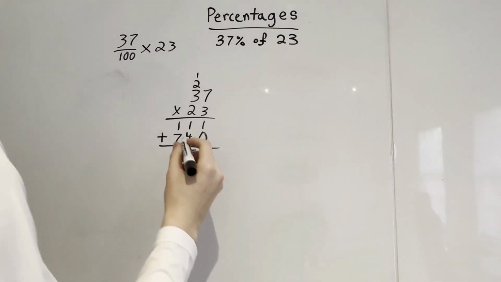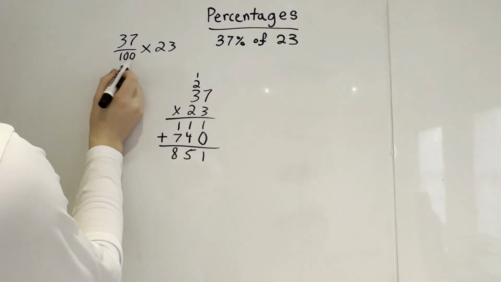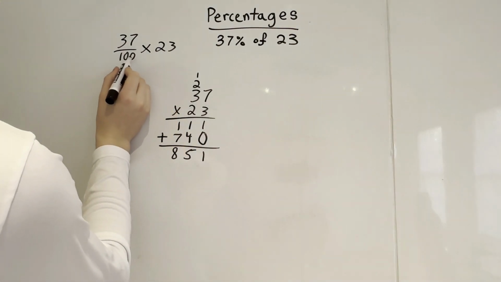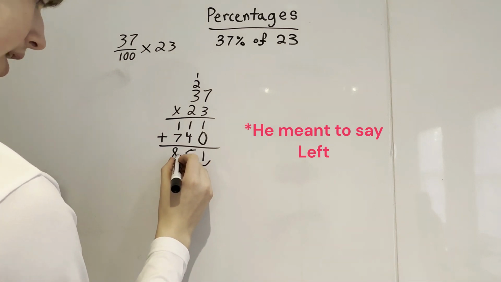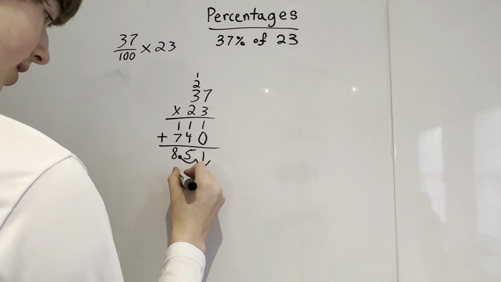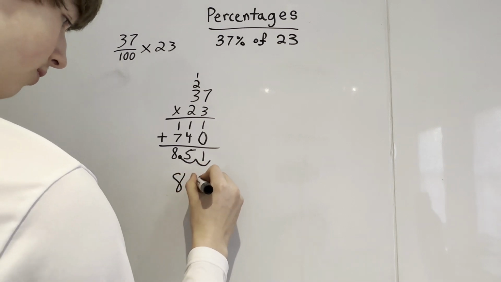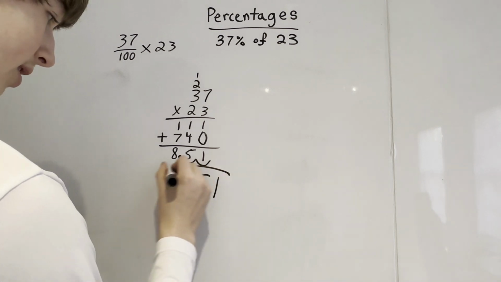And now, since we divided this by 100, which has 2 zeros, we have to move this decimal place 2 to the right. So we have 8.51, and that is our answer.